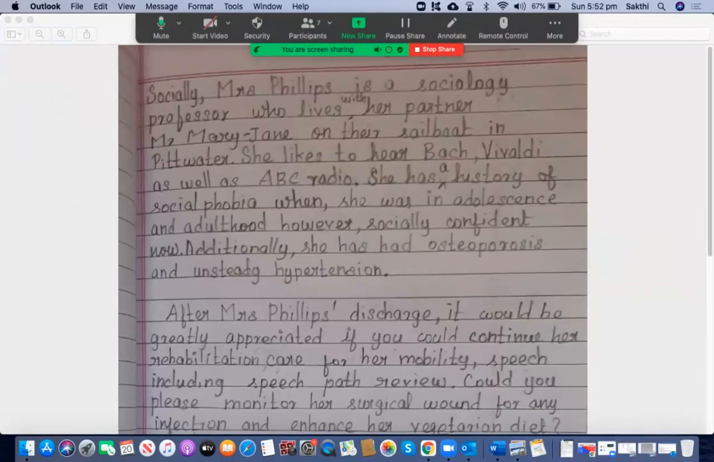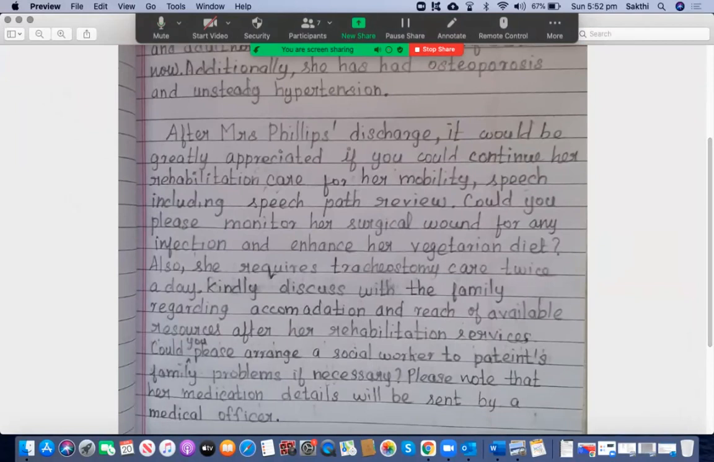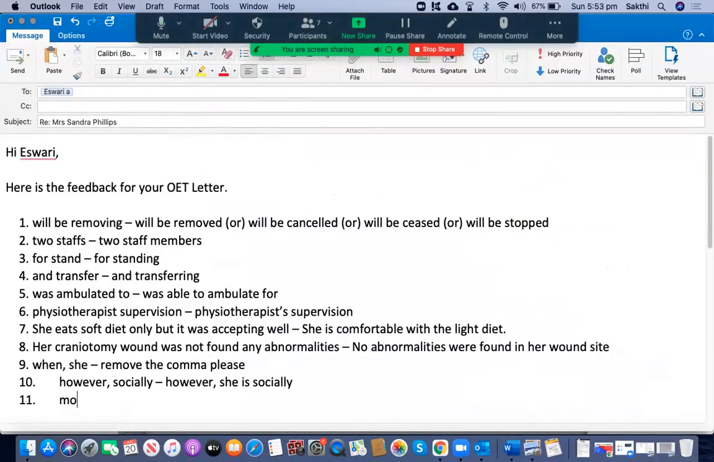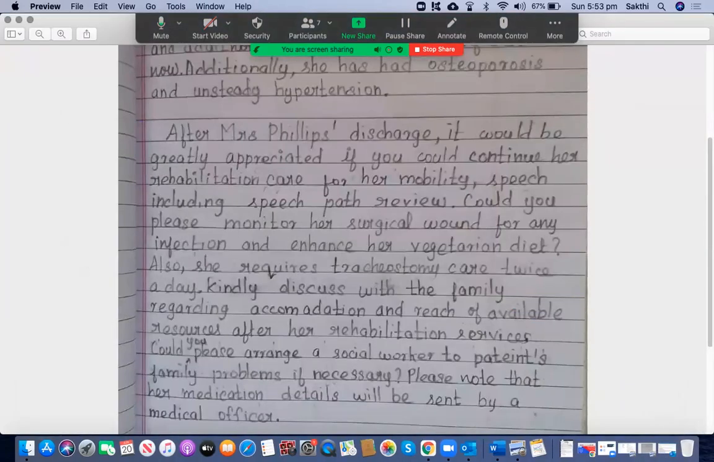Additionally, she has had osteoporosis and unsteady hypertension. All right, that's fine. After Mrs. Phillips' discharge, it would be greatly appreciated if you could continue her rehabilitation care for her mobility, speech, including speech path review. You should have mentioned "and" here, and then removed this comma. Mobility and speech. That's the correct one. Including speech path review.